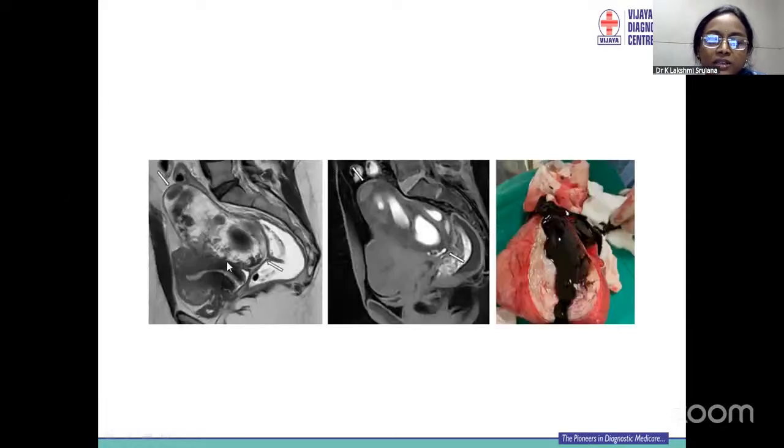This is an atypical subserosal adenomyoma, which is showing T2 hypointense contents, which are T1 hyperintense, which on laparoscopy was found to be chocolate colored fluid.